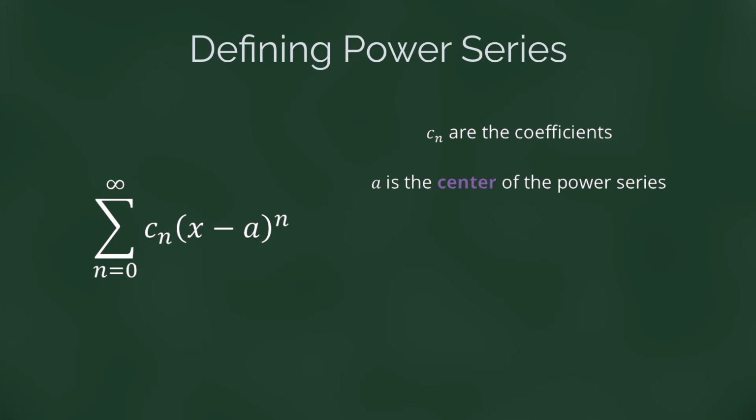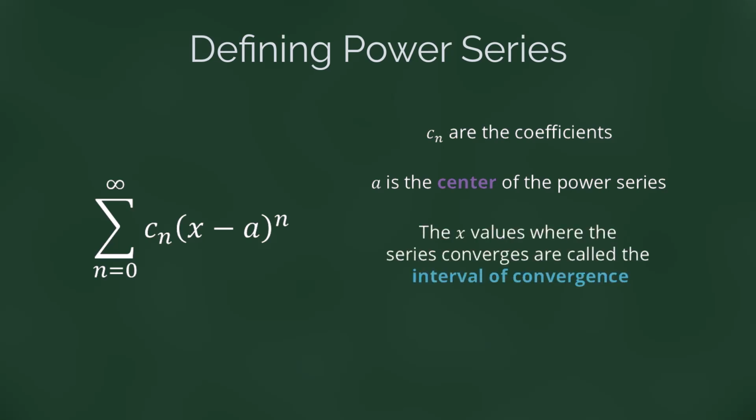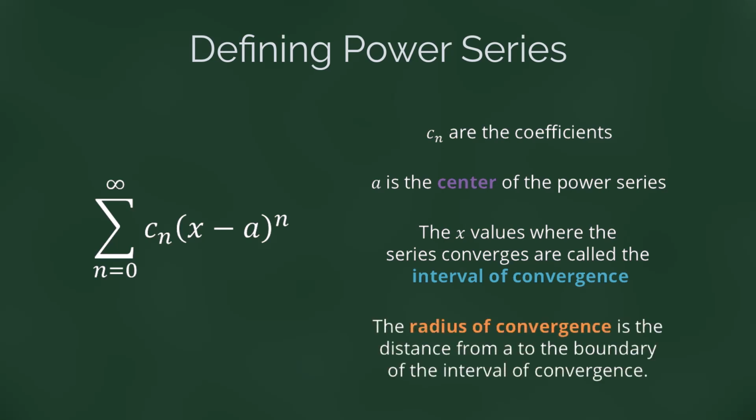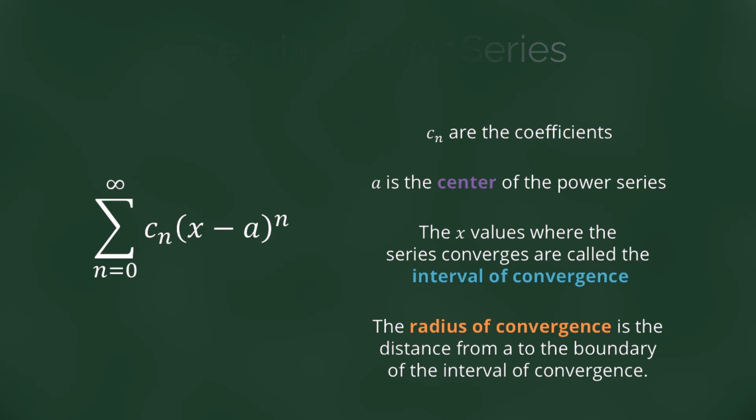We saw in our geometric example that the series may not converge for every possible value of x. Therefore, the x values where the series does converge are called the interval of convergence. The radius of convergence, then, is going to be the distance from A to the boundary of that interval. We'll see that the ratio and root tests are invaluable in helping us determine the interval of convergence and the radius of convergence for a given power series.